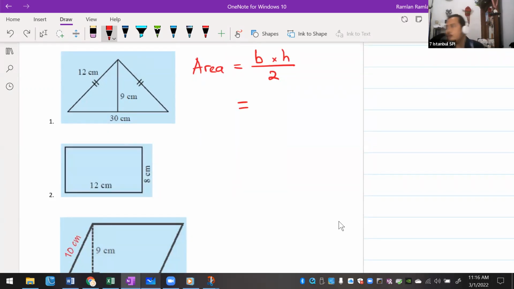Maybe I'm going to ask someone who hasn't answered yet. Which one do you think is the base? The 30 centimeter. Okay, so if the base is 30, which one is the height? Okay, 9 centimeter. Okay, why? Correct, but why? Why not 12?